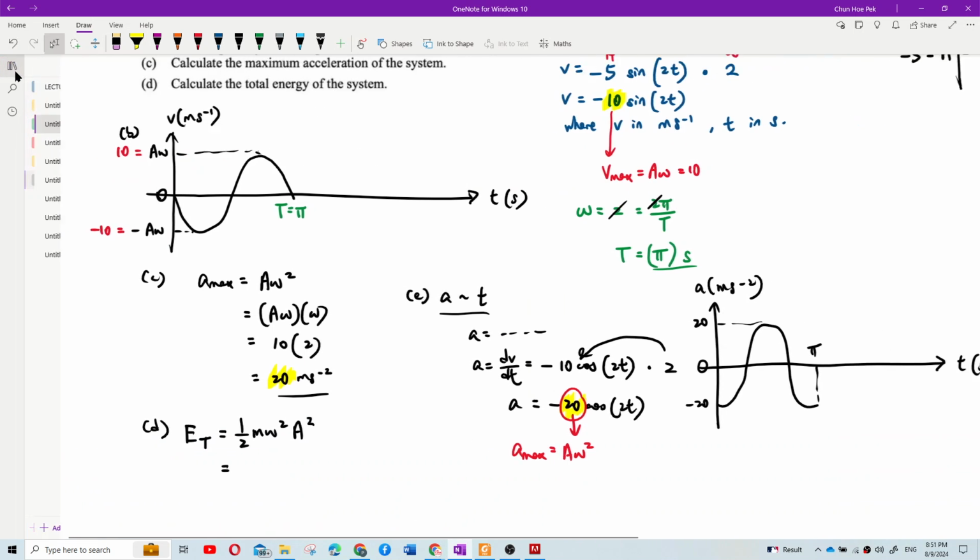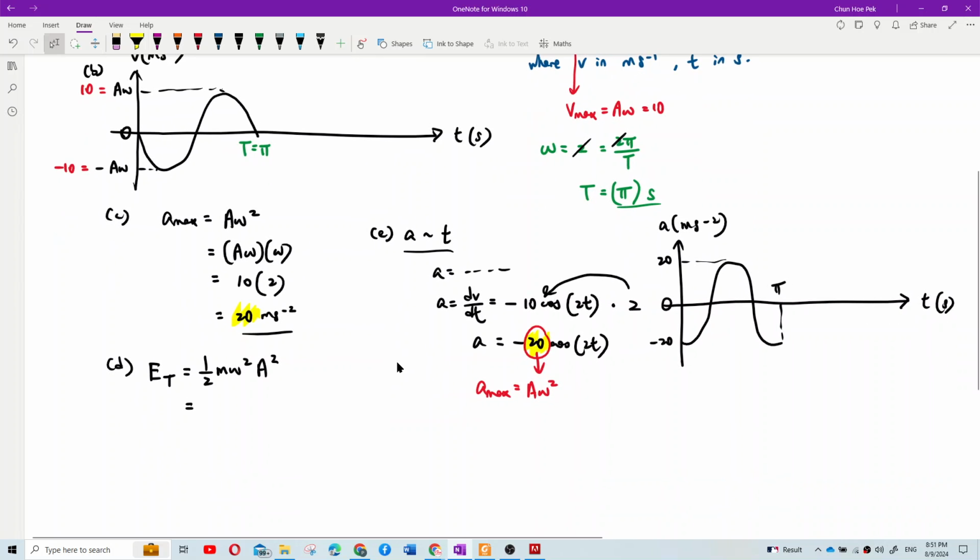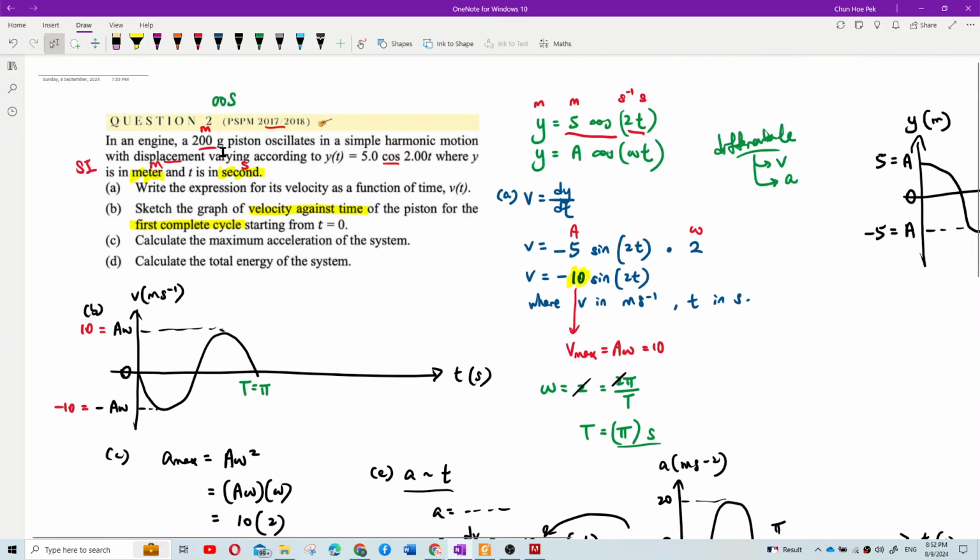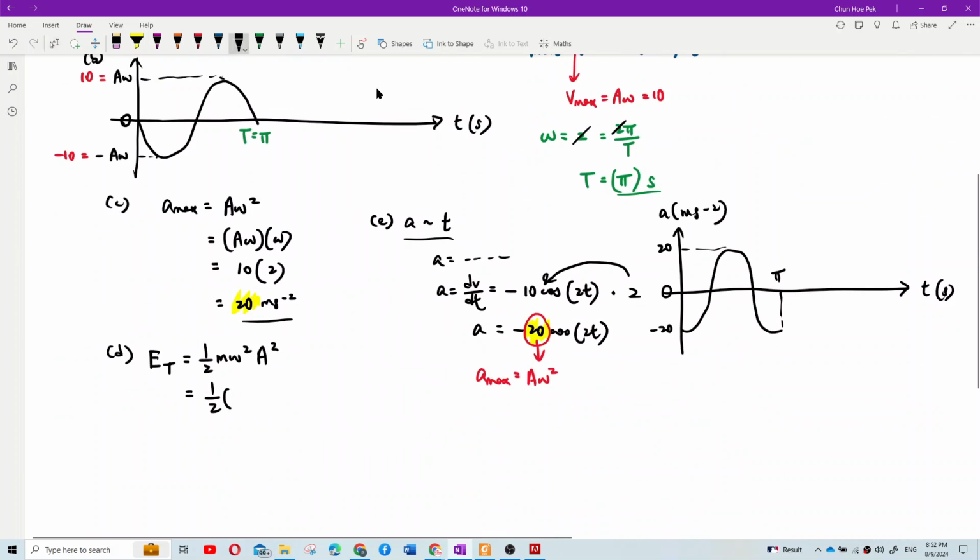So, what's the mass? Let's check back the mass. Mass is 200 gram. Be careful with the unit, class. This is gram, you must change to kilogram. So mass is 0.2 kilogram. Don't blindly put in 200. So 0.2 instead of 200.